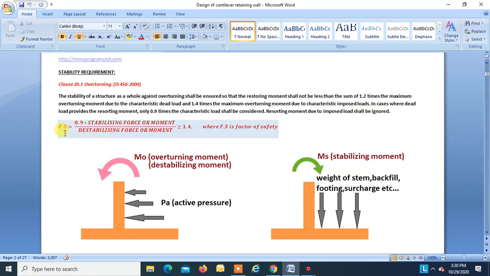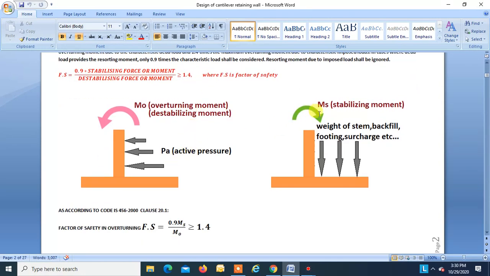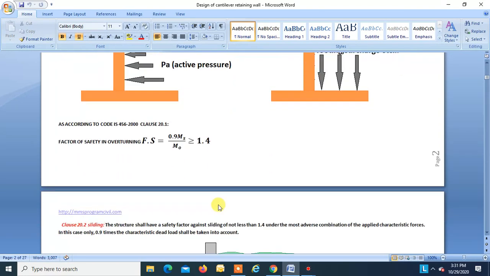So the formula is factor of safety equal to 0.9 times stabilizing force or moment divided by destabilizing force or moment. This should be greater than 1.4, right? So in our case, this is our stabilizing moment, okay, MS. So 0.9 times MS divided by MO, the overturning moment, that should be greater than or equal to 1.4, okay.